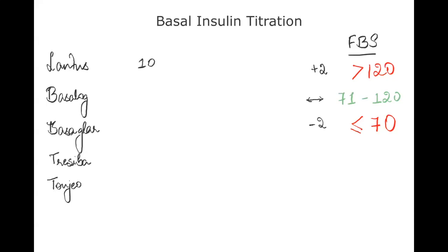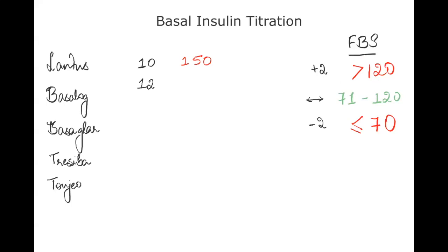So we've started with 10 units, and when we check 2 days after starting 10 units of insulin, the blood glucose in the fasting state is 150. So ask yourself, where is this: normal range, abnormal range, high, low? And we want our fasting under 120, so 150 is clearly high for us. So what do we do? We just add 2 units to our current insulin dose. So the insulin dose, instead of 10, goes up to 12.